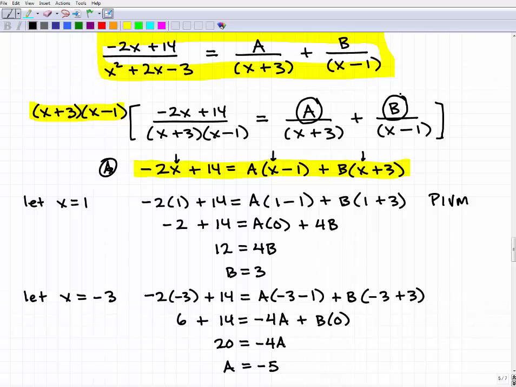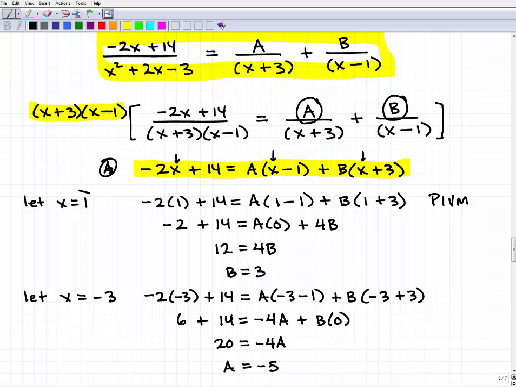Now, let me just say the following. The first thing that you want to do is create a zero in these expressions. Now, what do I mean by that? Well, let's take a look at this guy here: a times x minus 1 plus b times x plus 3. The easiest way to create a 0 in this expression, and we're really focused on the right-hand side, the decomposition side, is to select a value for x that will 0 something out.